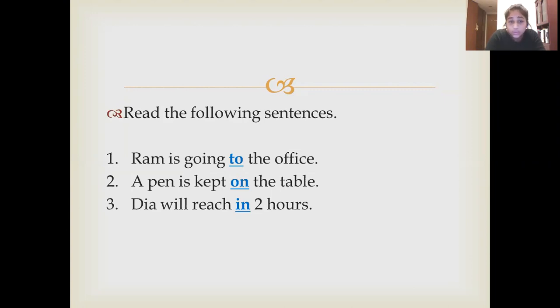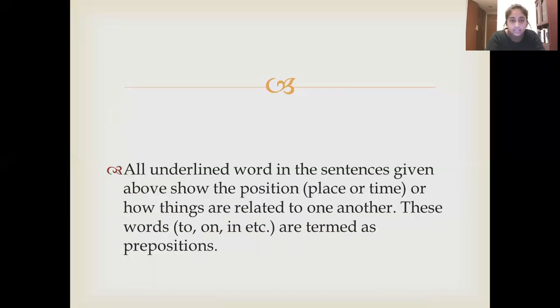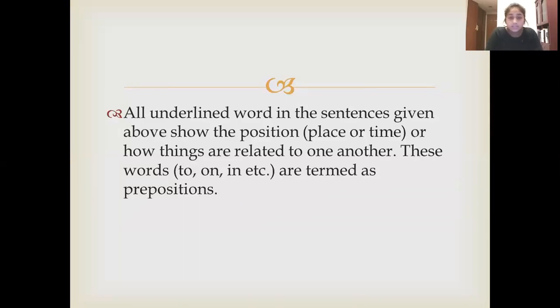We can see that to is telling us where Ram is going to, on is telling us where the pen is kept, and in the third sentence is telling us in how much time Diya will reach. So we can specify the uses to two things, that is location and time. In the underlined words in the sentences given, we can see position, or in other words, location. That can be place or time, both, and also how things are related to one another. So these words are what we call prepositions.